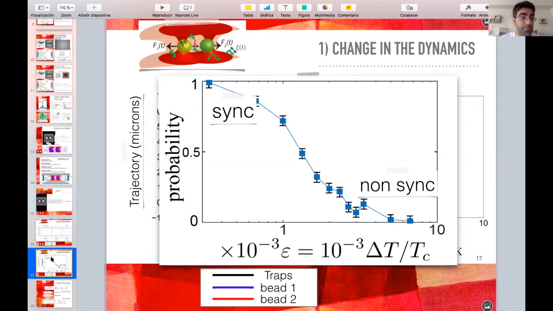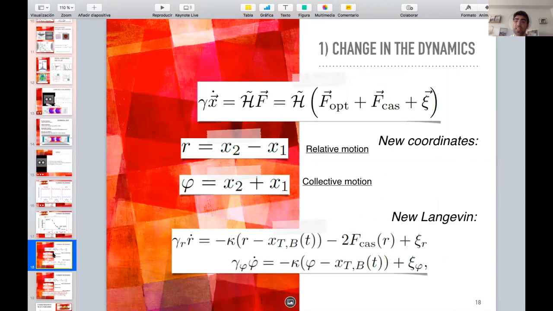one to the other. So we can analyze this system with the Langevin equation. The problem is that, as I mentioned before, we have a huge hydrodynamic coupling. So therefore, in order to avoid this hydrodynamic coupling between the positions of the two particles, we diagonalize the dynamics. So we work with the relative motion and the collective motion, the center of mass. And we rewrite our Langevin equation.